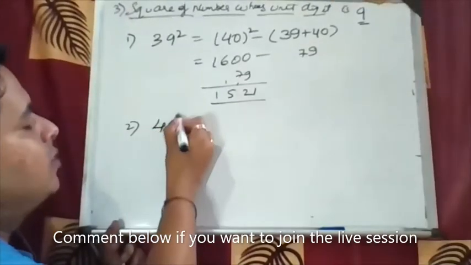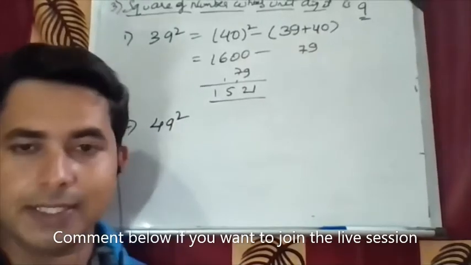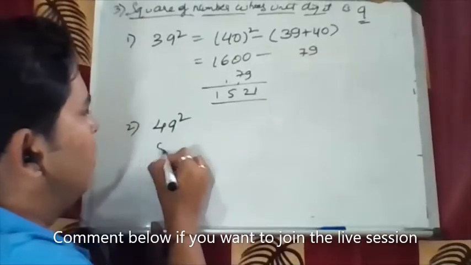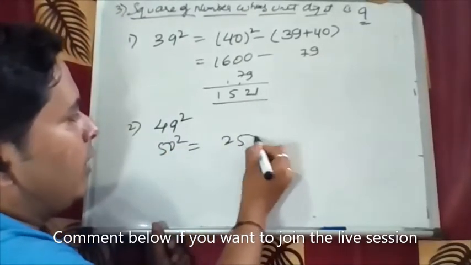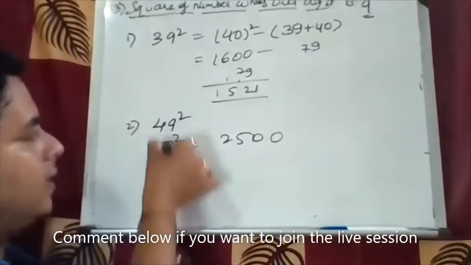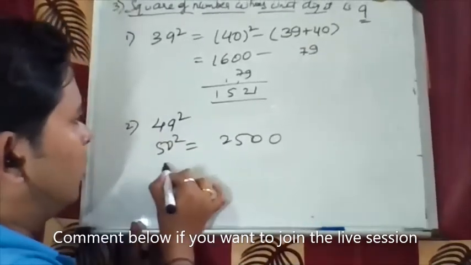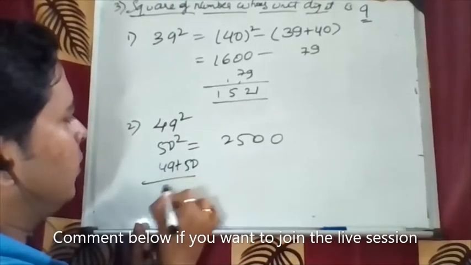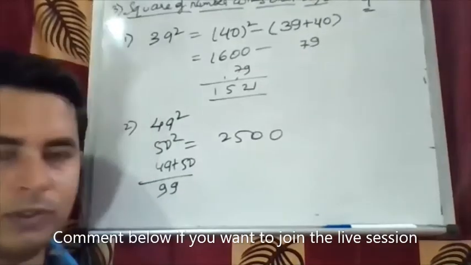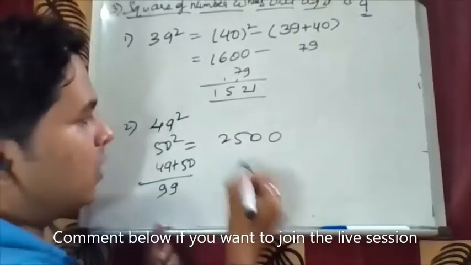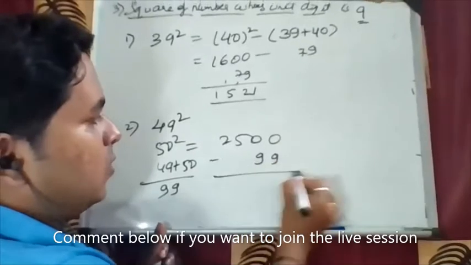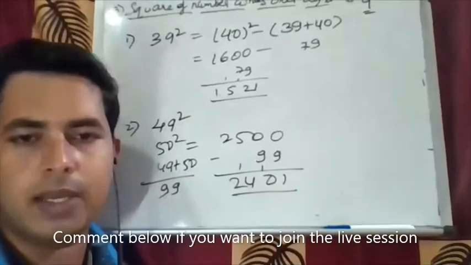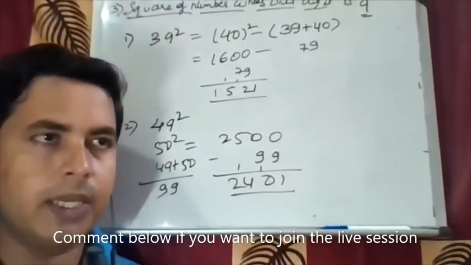Okay, so I'll take one more example, you will get more clarity. Like I'll take an example of 49 square. What is the nearest number to 49? It is 50. So here I'll take 50 square, that is 2500, and take these two successive numbers, 49 and 50, and add them. So we will get 99. Do the subtraction here, 2500 minus 99, and 2401 is the answer, okay.